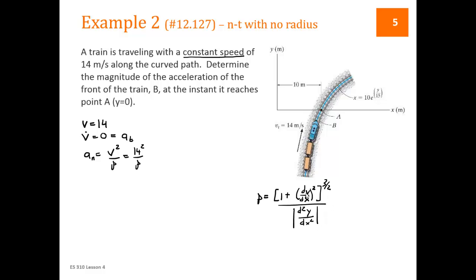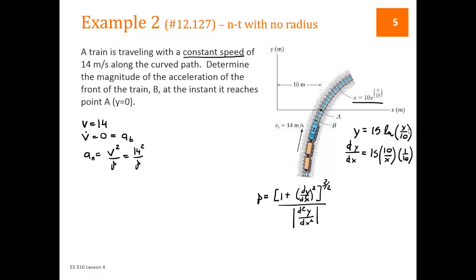Alright, so we need to write y in terms of x. Currently we're given x in terms of y, so we'll turn that inside out. So y is equal to 15 ln, which is the inverse of e, of x over 10. Alright, so the derivative of y with respect to x is going to be 15 times 10 over x times 1 over 10, which is the constant in front.